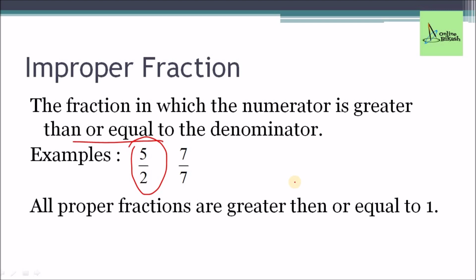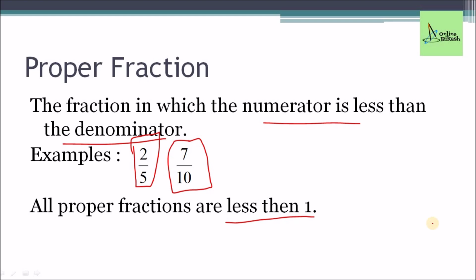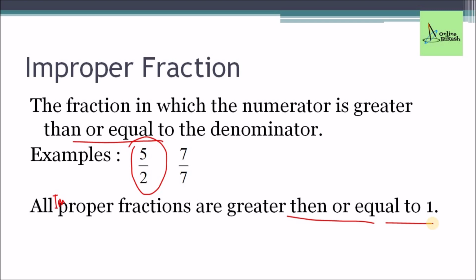Similarly, 7 by 7: the numerator is equal to the denominator, so it is also an improper fraction. And here is a mistake, sorry for the mistake. All improper fractions are greater than or equal to 1. In the proper fraction, what did we learn? All proper fractions are less than 1. Remember it: all proper fractions are less than 1, and all improper fractions are greater than or equal to 1.